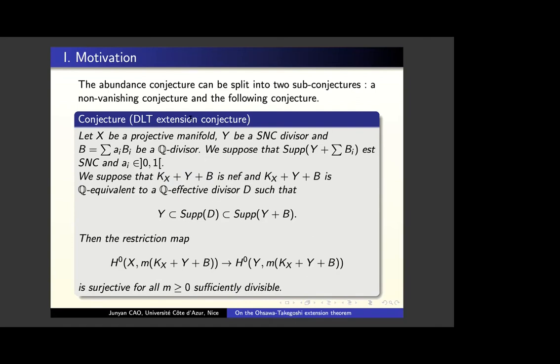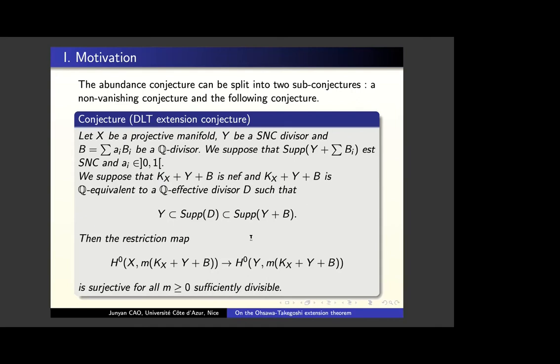So that's the DRT conjecture, and in the paper of [...] they proved that the no vanishing conjecture plus the DRT extension conjecture will imply the abundance conjecture. So in fact, the main motivation of our work is to study this conjecture.